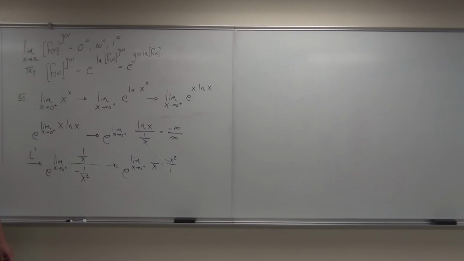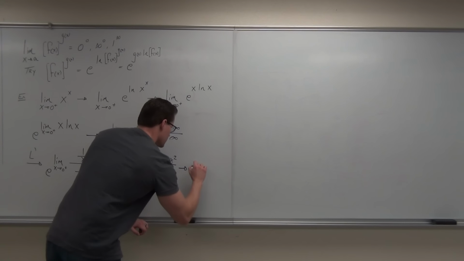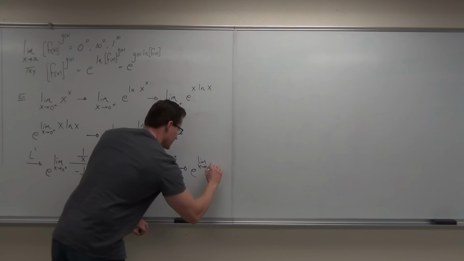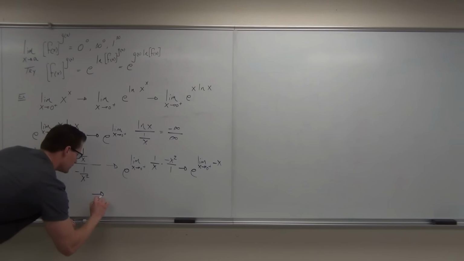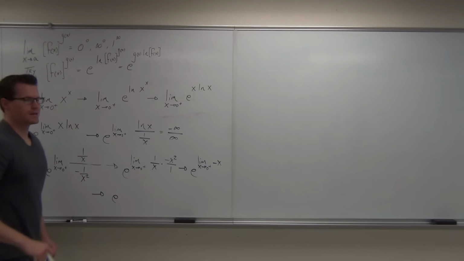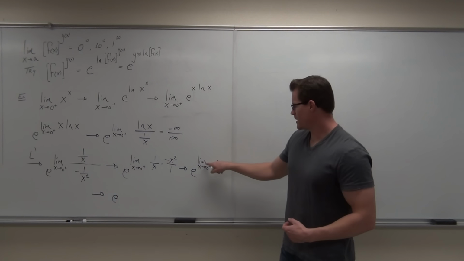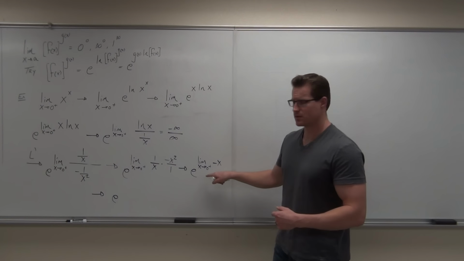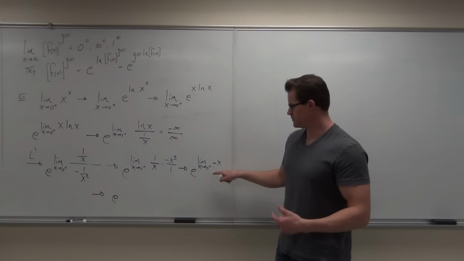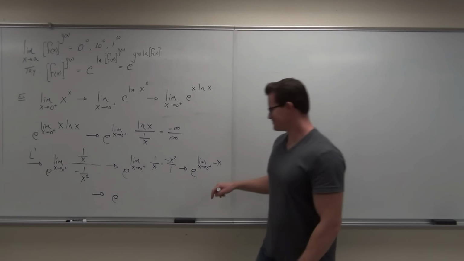Can you simplify that? Negative. That's really nice. Yeah, negative x. Okay, so we have now e to the limit as x approaches 0 from the right of negative x. E to, hey, can we take that limit now? Can you do limit of negative x as x approaches 0 from the right? How much is it? 0. Plug it in. How much is it? 0.